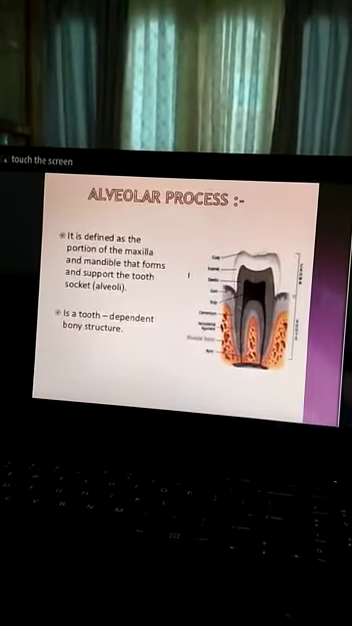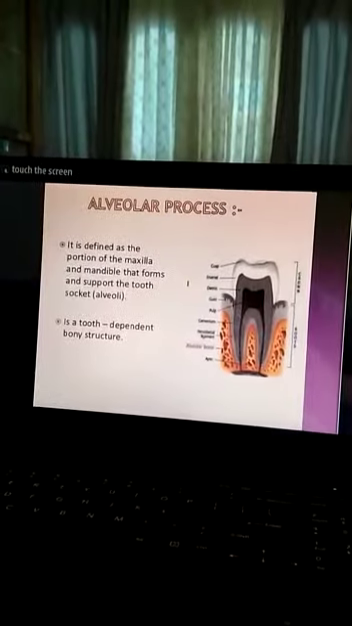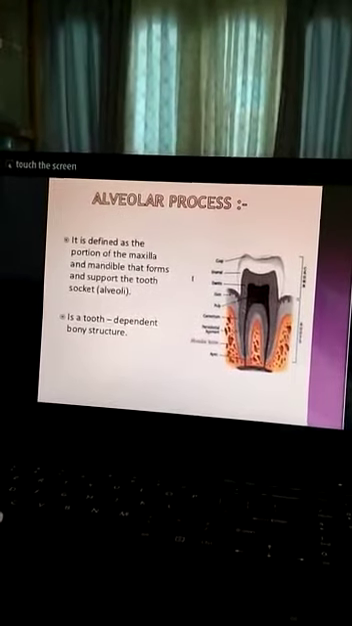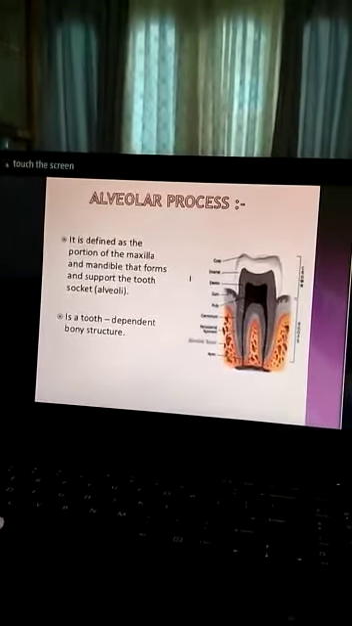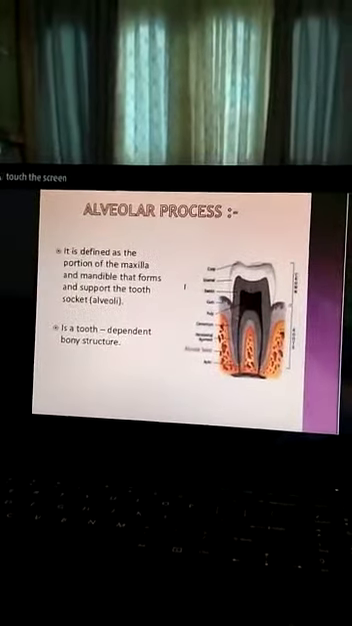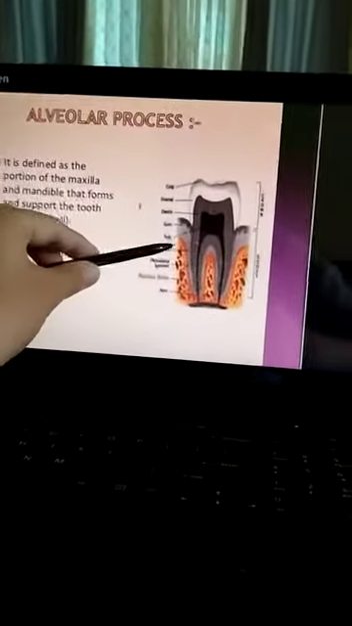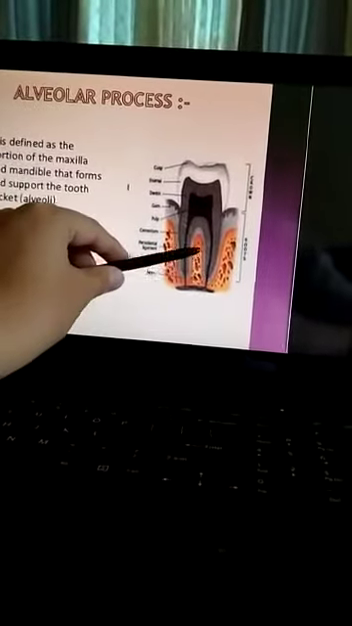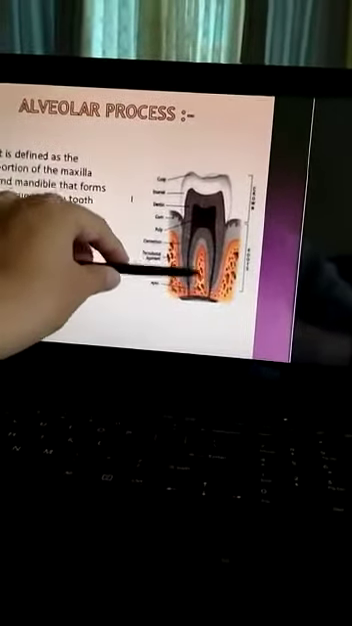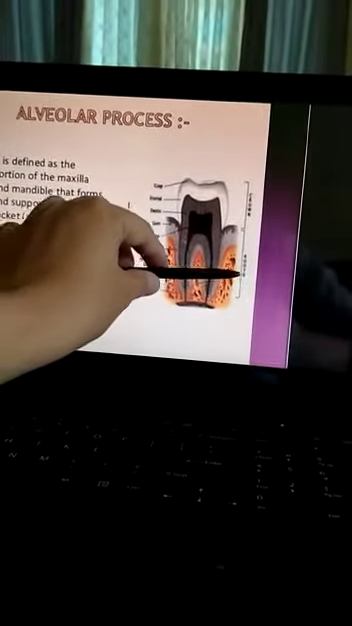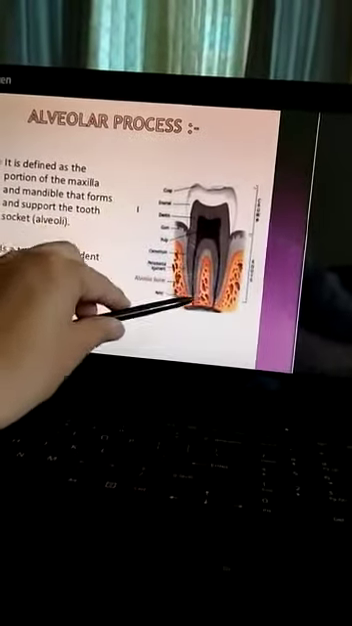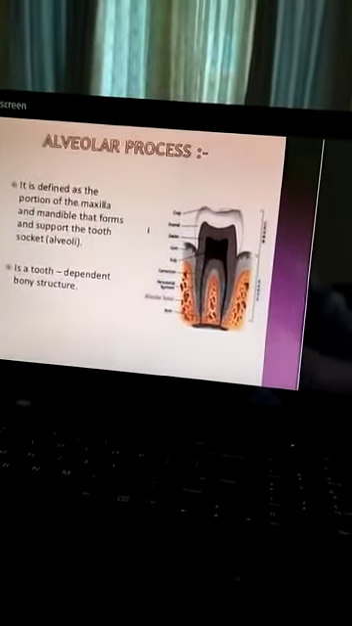Alveolar process. Alveolar process is that portion of maxilla and mandible that forms and supports the tooth socket. Here you can see this portion which is dark yellow. These are called alveolar bone. This portion is called alveolar bone.